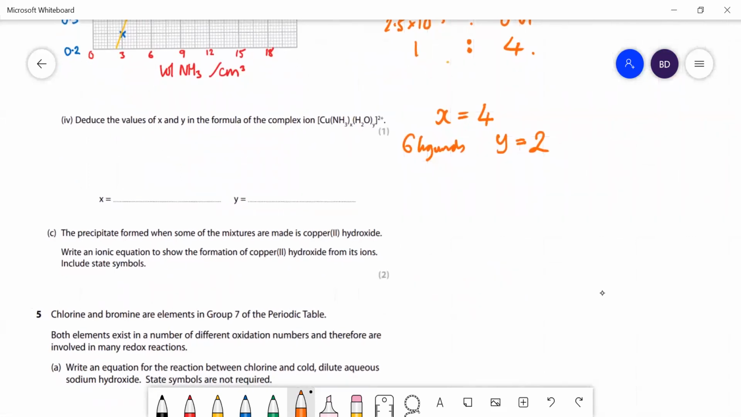Right, the precipitate formed when some mixtures are made is copper 2 hydroxide. Write an ionic equation to show the formation of copper 2 hydroxide from its ions, including state symbols. So that's just going to be copper 2 plus ions, aqueous. What's the formula of copper 2 hydroxide? You obviously need 2 hydroxide ions because they're both 1 minus. So you're going to need 2 OH minus, aqueous, to form that.